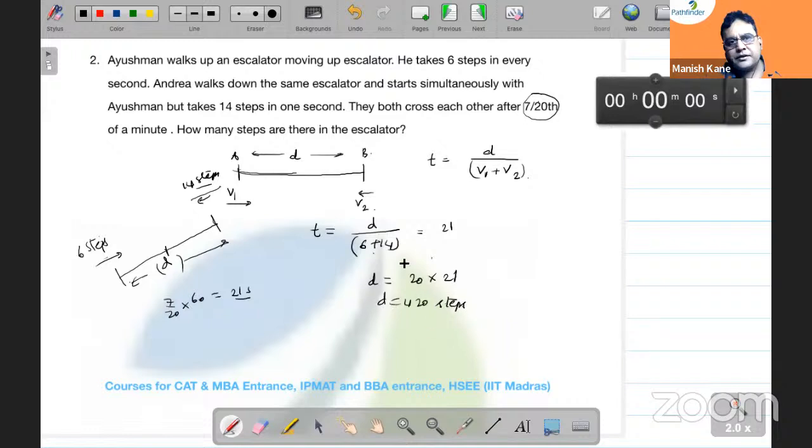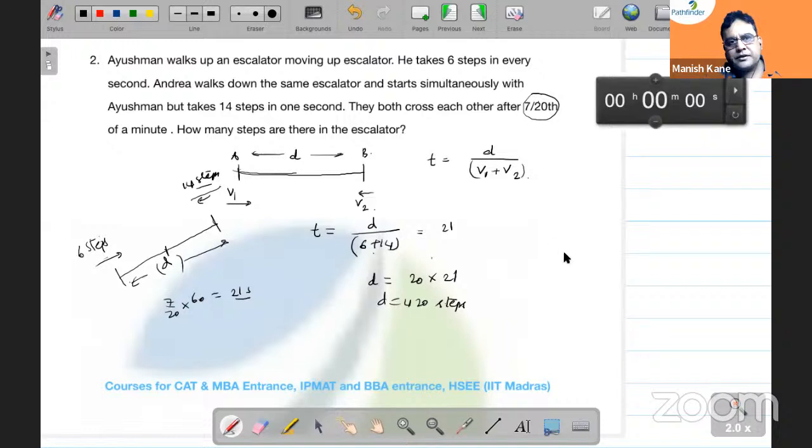Now, this particular question uses the understanding that distance here is not meters or kilometers, but distance is steps. If you understand this fact, questions of escalator become easy. Even the speed in case of escalator will be steps per minute or steps per hour or steps per second, not in terms of meters or kilometers. Hopefully, this point is clear to all.